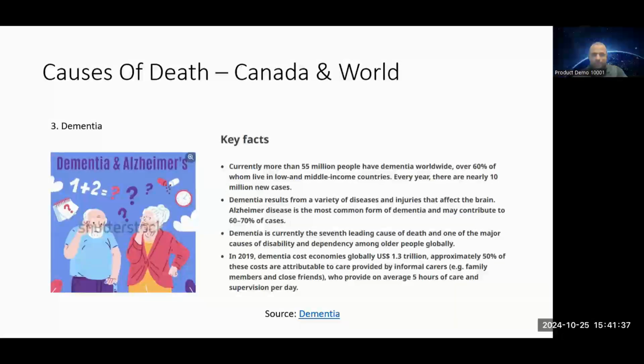Dementia is another reason for death in Canada, for fatalities. And currently, more than 55 million people have dementia worldwide.